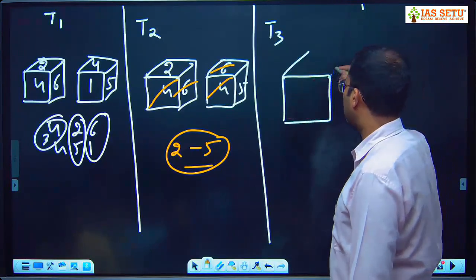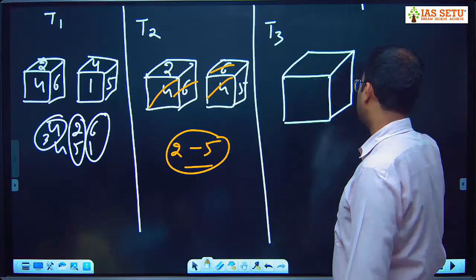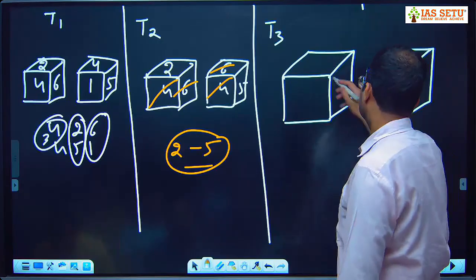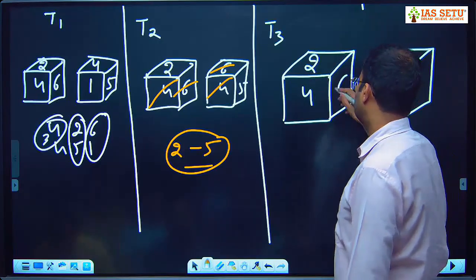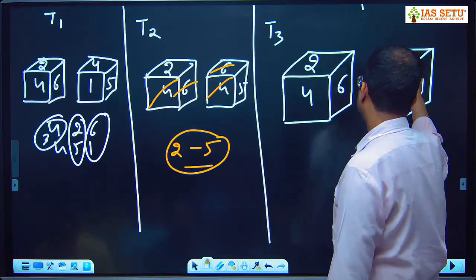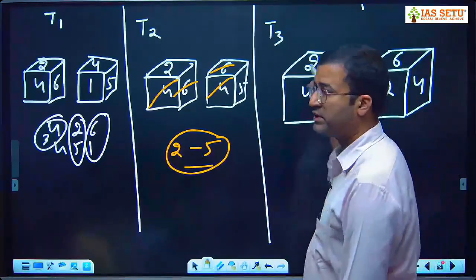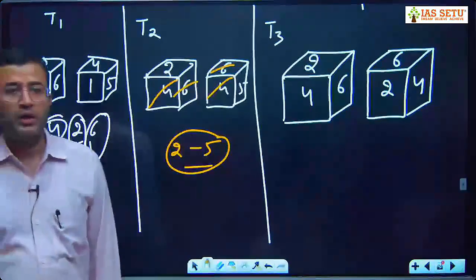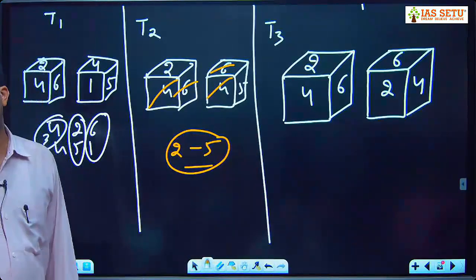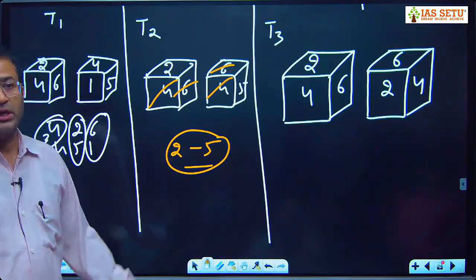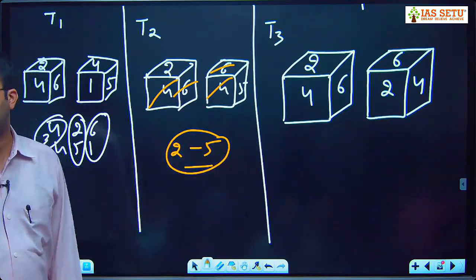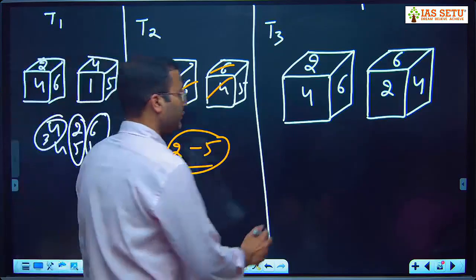I will tell you the shortcut which takes a fraction of a second to give the answer. Two is common, 4 is common, 6 is common. All 3 faces are common. If they ask this question, they will not ask. But in case they ask what is opposite of 2, opposite of 4, opposite of 6, we have a direct shortcut that we can't find.